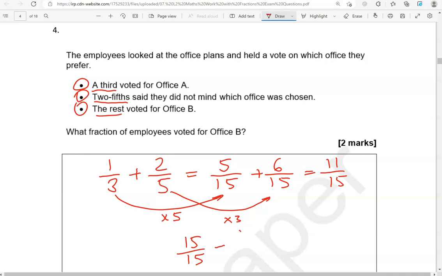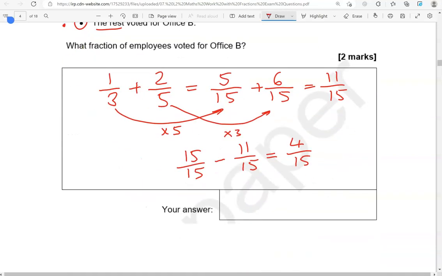So if I take away 11/15, which is these two, that should give me the difference, which is the last one for office B. So 15 take away 11 gives me 4, so 4/15.